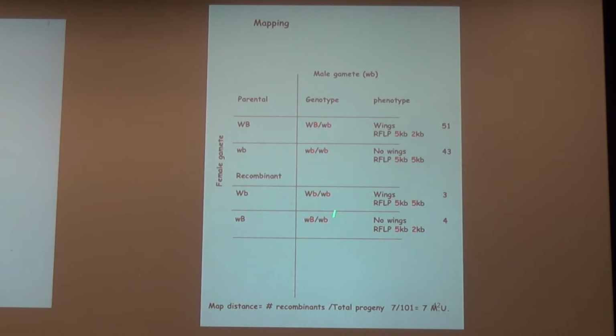So once again, right here, same cross as before. Instead of analyzing bristles, you're simply looking at bands on the gel. The bristle locus becomes an RFLP locus. It's a 5 kb and a 2 kb. If you are big W, big B, big B. If you're little b, sorry.